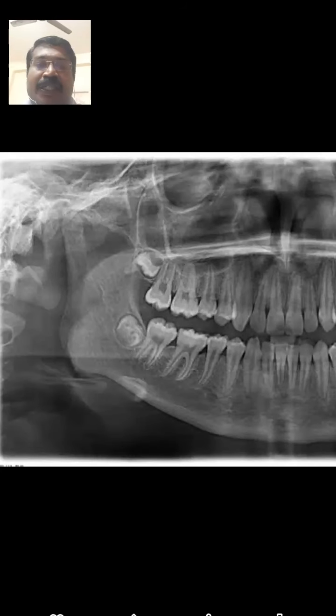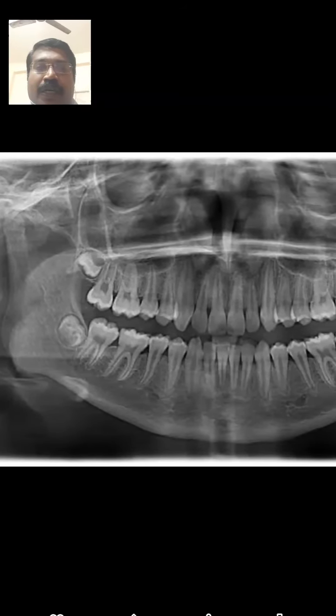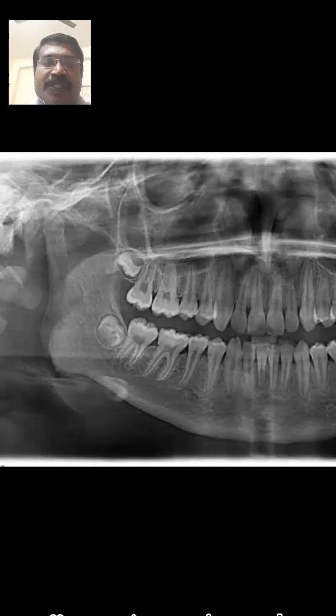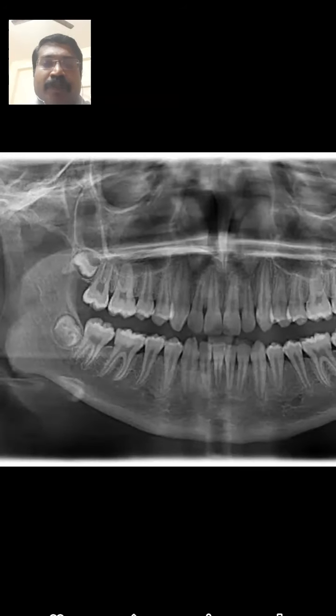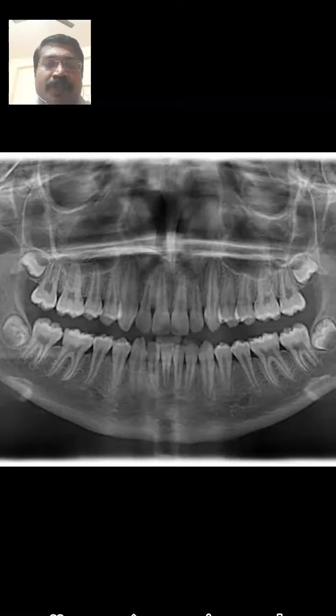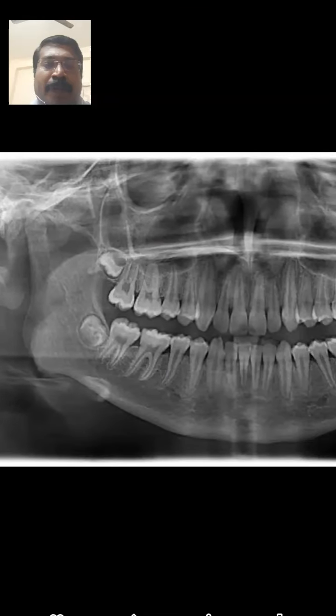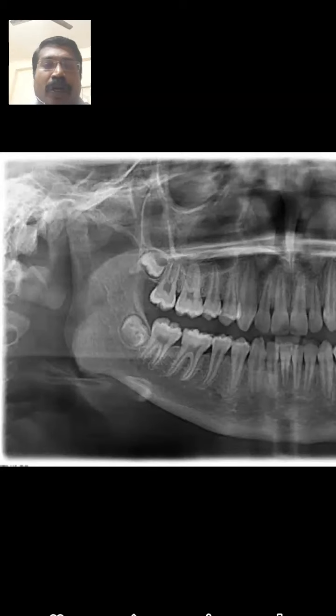And we can see the submandibular and the sublingual salivary glands, any alterations or any calcifications or any calculi in the submandibular or the sublingual glands or the ducts. Then we can see any pattern alterations in the hyoid bone or the surrounding structures.